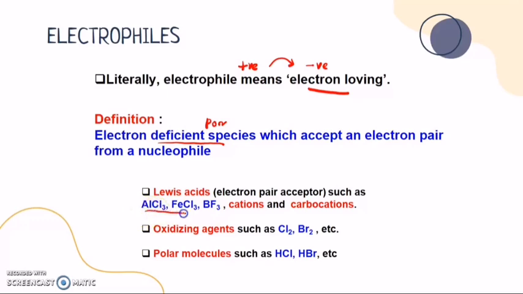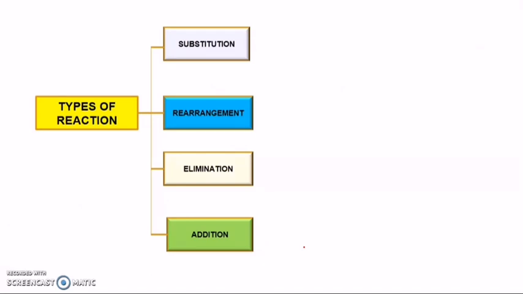If you still remember, all of these species have an empty orbital because they involve an incomplete octet, so they readily accept an electron pair. Cations, also with empty orbitals, such as carbocations. So all of these species are electron poor. Oxidizing agents such as Cl2 and Br2, and also polar molecules such as HCl and HBr. Okay, let's go to the types of reaction.